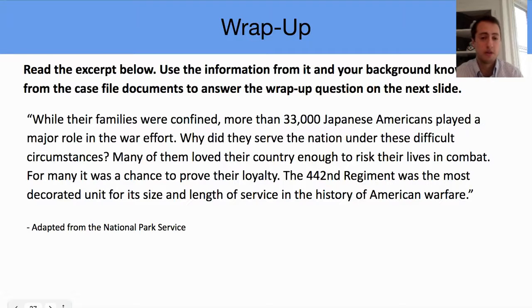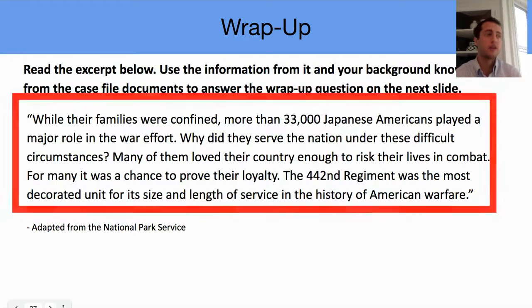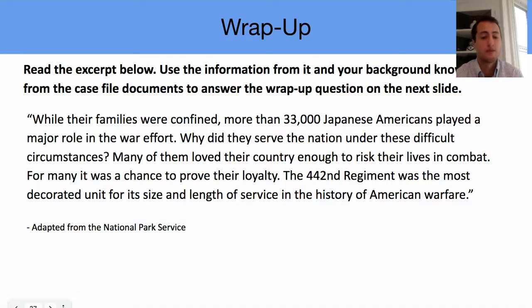Then there is a bit of a wrap up. It is always important to remember that there's more than 2 sides, 3. There's thousands of sides to the story. And one of the things that is often forgotten is that while all this was going on, thousands of Japanese Americans were serving in the armed forces overseas as well. And that the 442nd Regiment was the most decorated unit. It's a really important part of Japanese American involvement in World War II. And so we don't want to forget that. So this slide I hope you don't gloss over it.